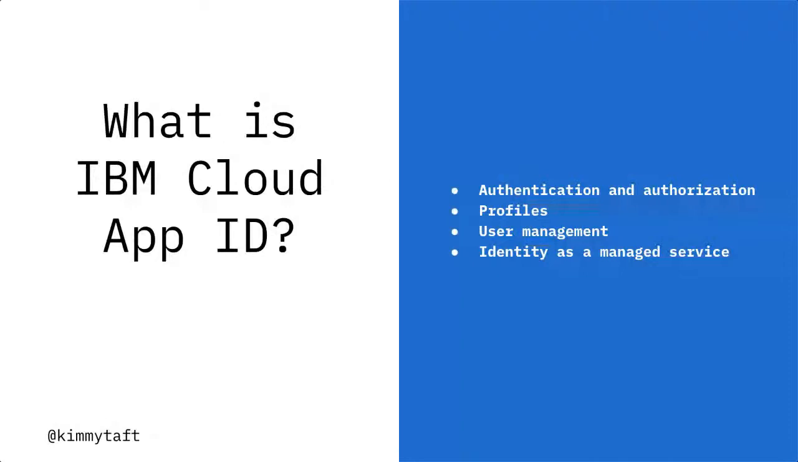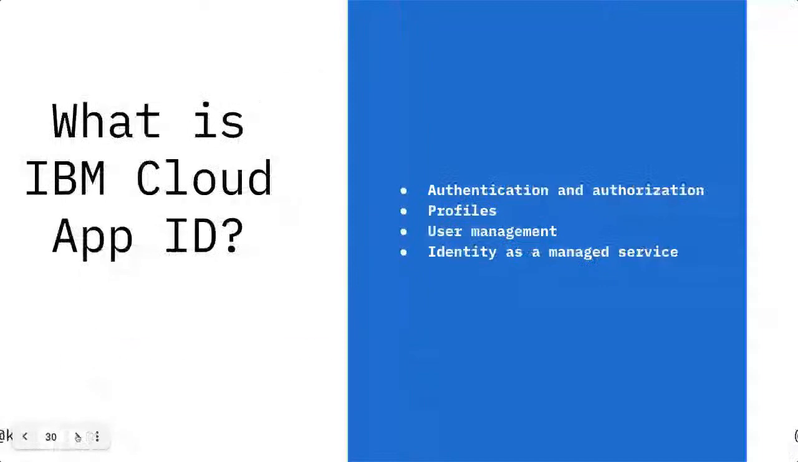The last part is identity as a managed service. With App ID, you don't have to worry about setting up infrastructure for identity, ensuring geo-availability, or compliance. App ID is also integrated with IBM Cloud Kubernetes Service, Cloud Functions, Activity Tracker, and more. So you can really seamlessly integrate App ID into any of the IBM Cloud services that you wish to use.